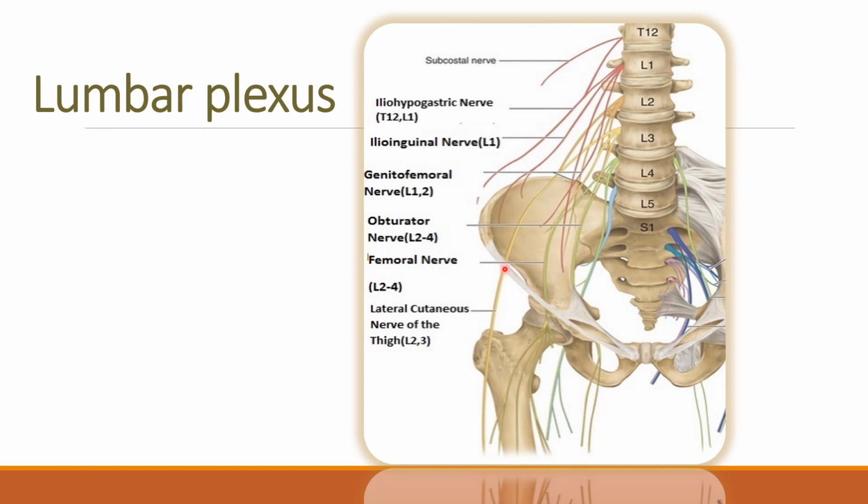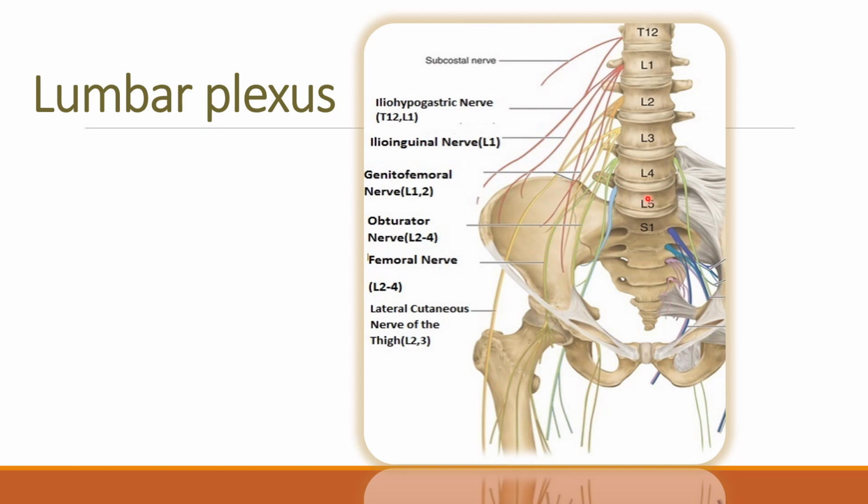While leaving under this inguinal ligament, it also crosses between the anterior superior iliac spine and the anterior inferior iliac spine. Then it comes out and supplies the lateral aspect of the thigh region.